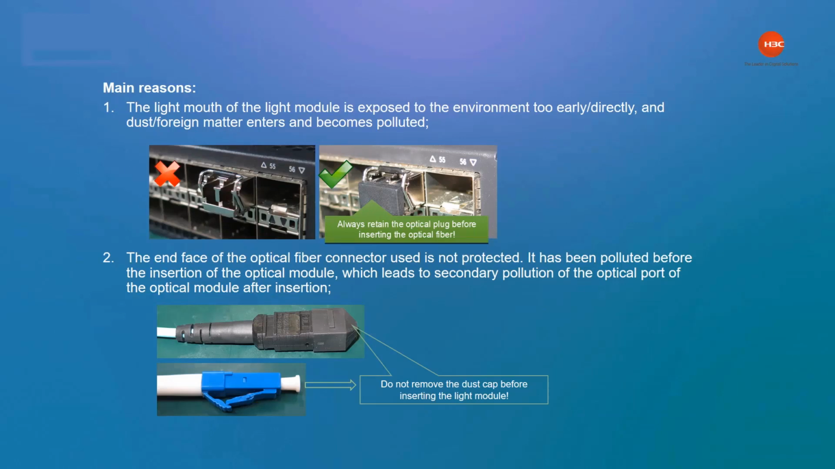Okay, the main reasons for such problems are as follows. First, the optical port of the optical module is prematurely or directly exposed to the environment, so that dust and foreign matter enter the module and cause contamination. Second, the interface of the optical fiber connector the user used is not protected, and it has been contaminated before inserting into the optical module, which will cause secondary pollution of the optical port of the optical module after insertion.